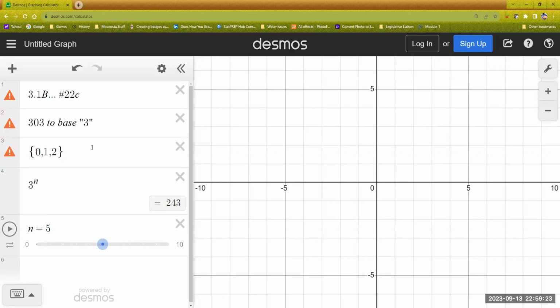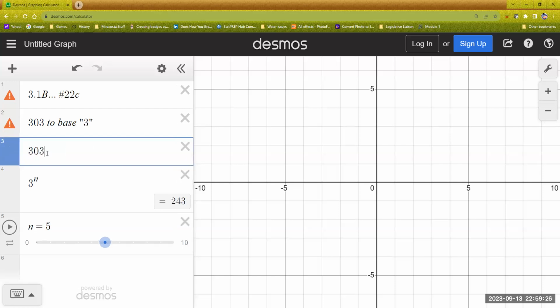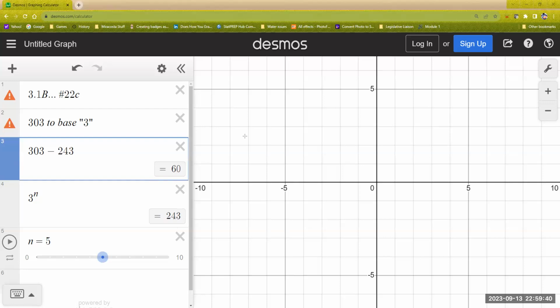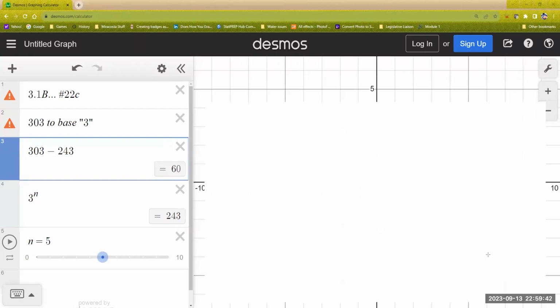So what I want to do is take 303 and subtract 243. I only need one of those. That leaves 60 behind. I think I can do this all on the same screen. I'm just using Desmos as a graphing calculator, but you could use your cell phone. I just needed something that would show up when I was sharing my screen.